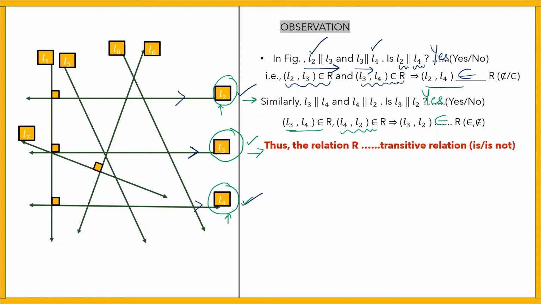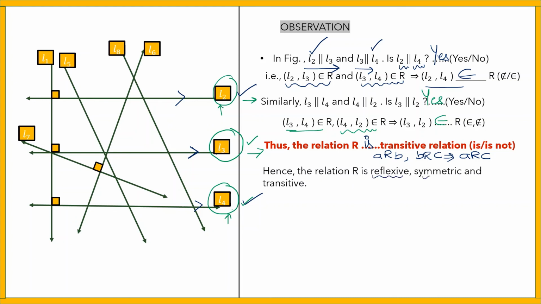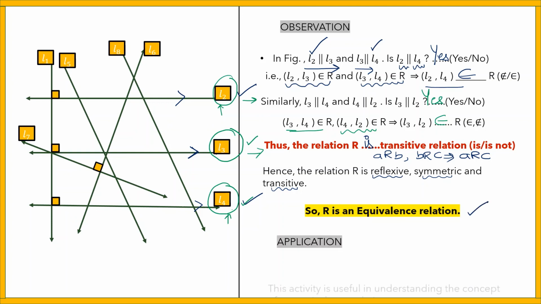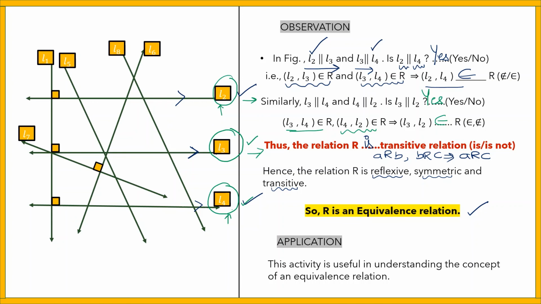So the relation R is transitive because if A is related with B and B is related with C, by the definition of transitivity, A is related to C holds good for this. So this relation is transitive. Now, if the relation R is reflexive, symmetric and transitive, we can say the relation R is an equivalence relation. So this activity is useful in understanding the concept of equivalence relation.